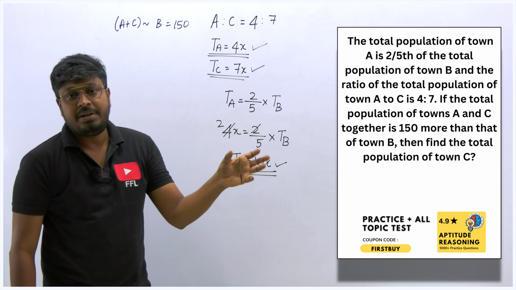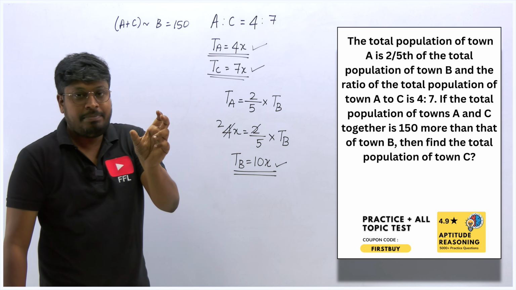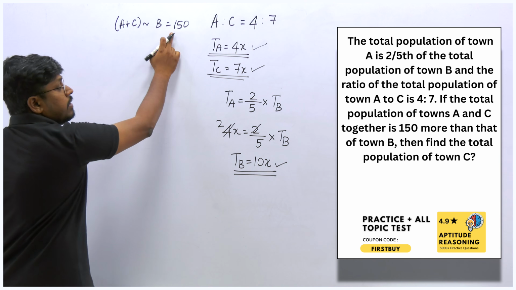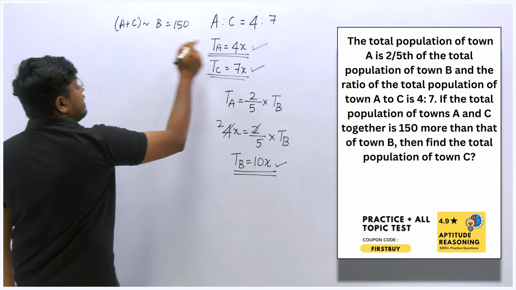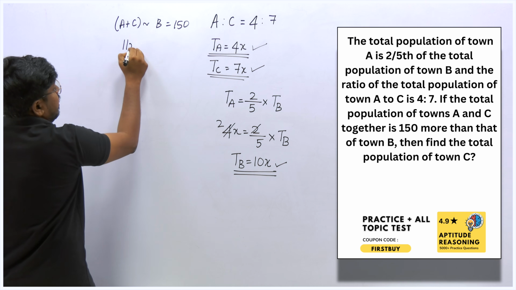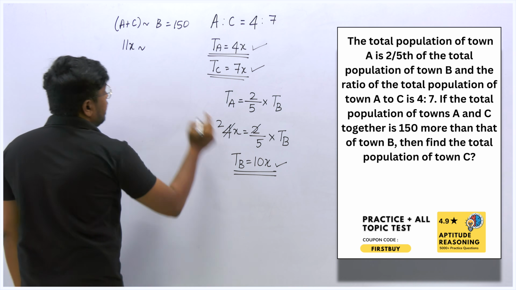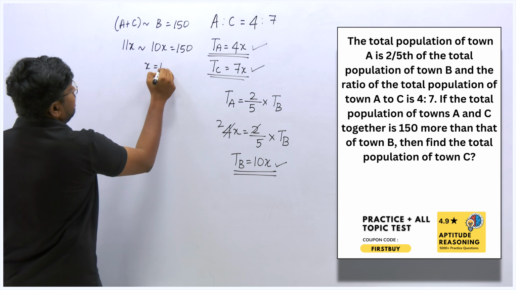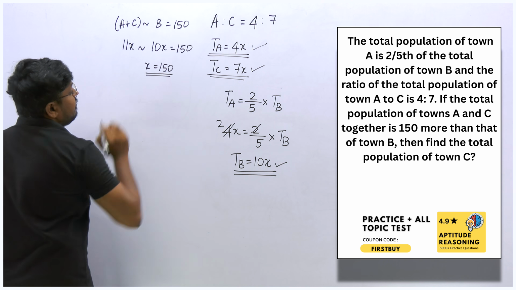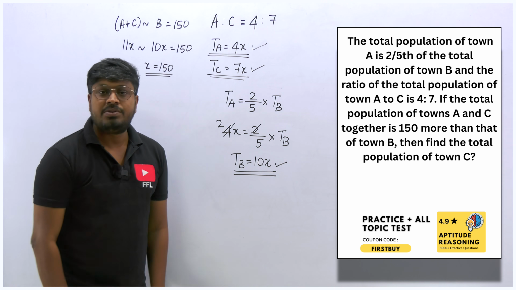That means the difference between A and C when compared to B is 150. So that's what I have written here. We already know that A and C is how much? 7 plus 4, which is 11x. The difference with town B, so town B will be 10x, is equal to 150. So x is equal to 15. Finally, we got the value of x.